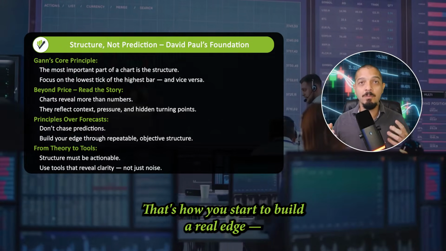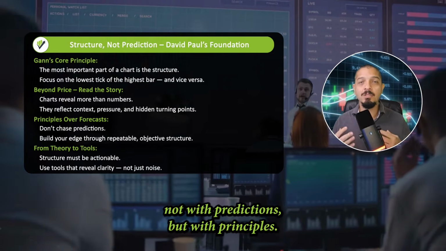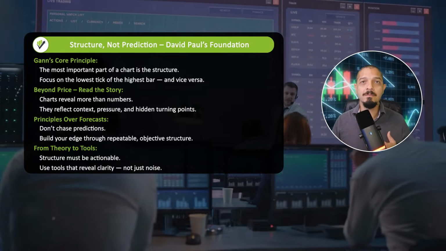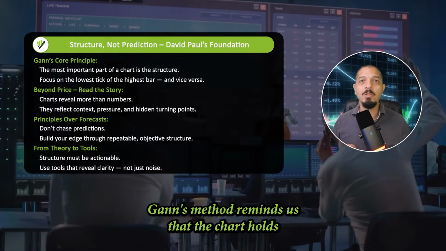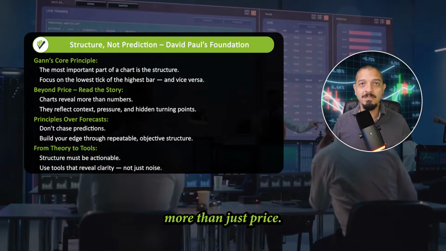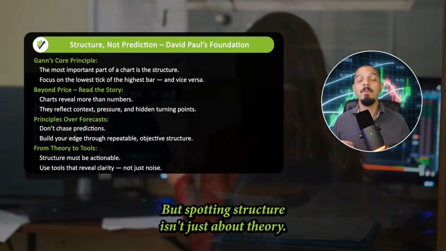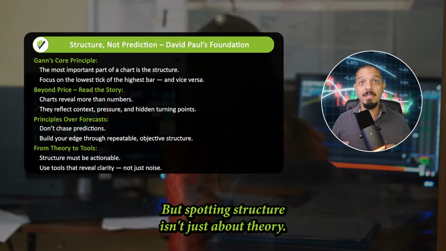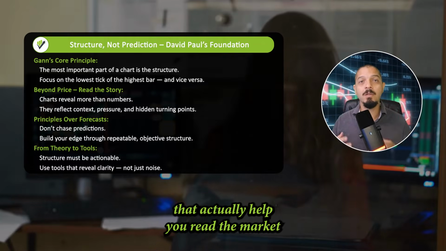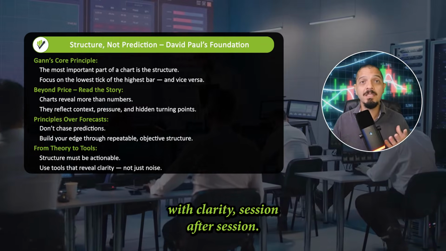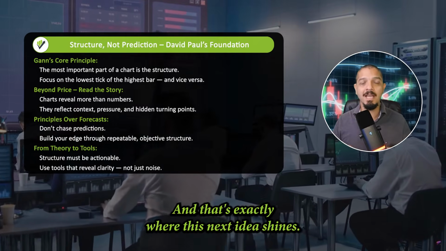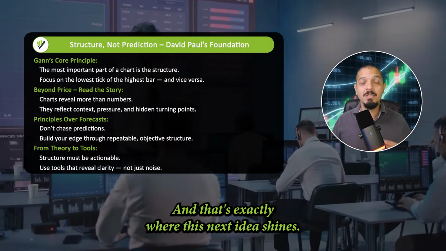That's how you start to build a real edge, not with predictions, but with principles. Gann's method reminds us that the chart holds more than just price. It holds structure, context, and story. But spotting structure isn't just about theory. You need tools that actually help you read the market with clarity, session after session. And that's exactly where this next idea shines.